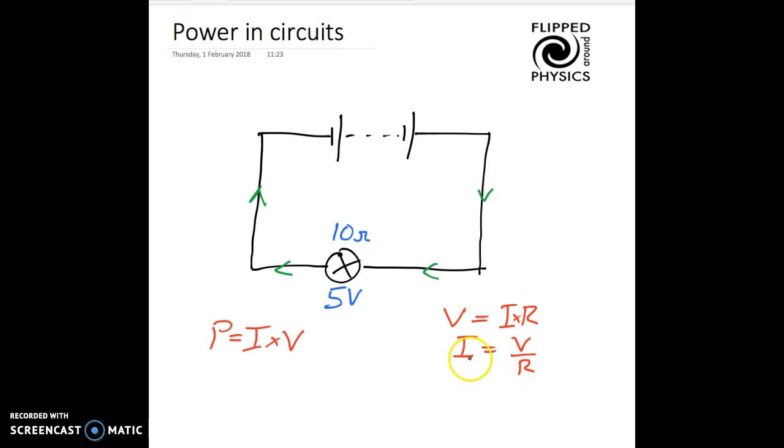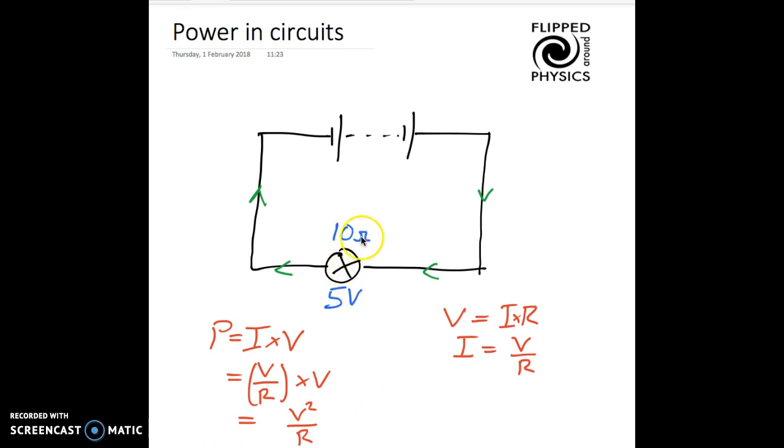And so what we can do is, as we did before, instead of putting I here, we can substitute in for I in this equation, and we end up with V over R. That's our substitution for I times V. So we end up with V squared over R. Okay, so we've got power equals V squared over R.